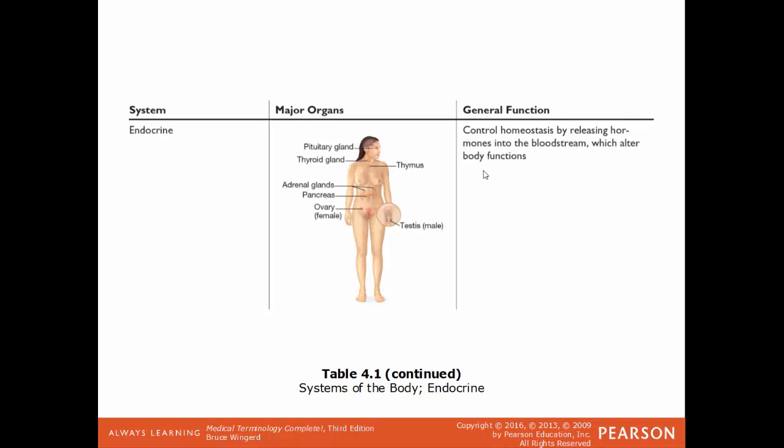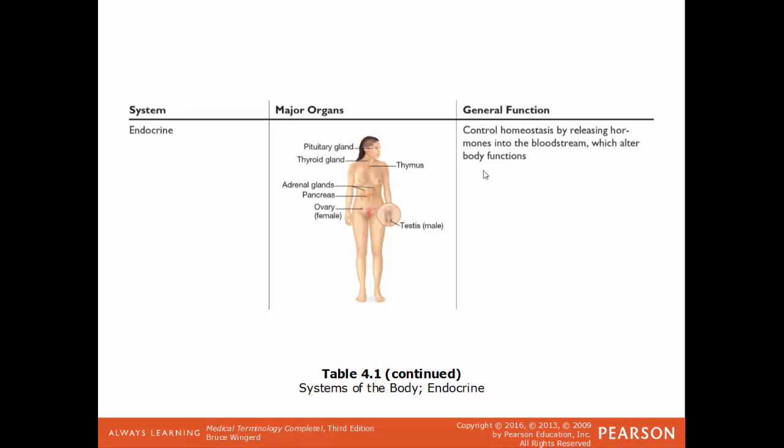The endocrine system, major organs we find here: pituitary gland, the thymus, thyroid, adrenals, pancreas, ovaries for the females, testes for the males, and their general function is to control homeostasis by releasing hormones into the bloodstream, which will alter body functions greatly.